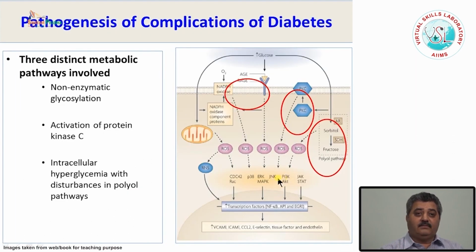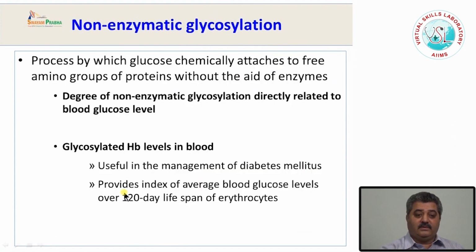Now, why do these microangiopathic complications develop? Basically, there are three mechanisms. It may be non-enzymatic glycosylation, or it may be the activation of the protein kinase C pathway, or there are some organs where there is a passive influx of the glucose because of the raised levels, and this polyol pathway is affected and leads to the microangiopathy.